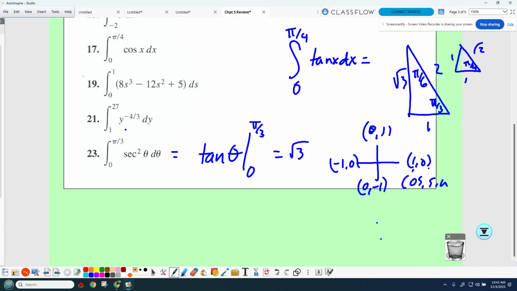You're okay with fractional exponents, raise the power? Raising the power from there is negative 1/3, and then divide by the new power. Times 3, yeah, negative 3. Okay, just checking.